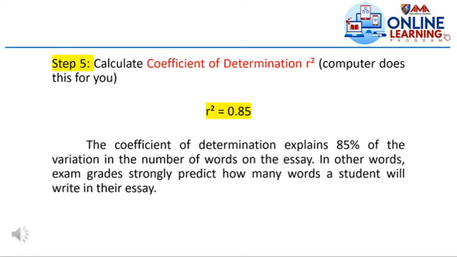So we have here R squared is 0.85. So the coefficient of determination explains 85% of the variation in the number of words in the essay. In other words, exam grades strongly predict how many words a student will write in their essay.